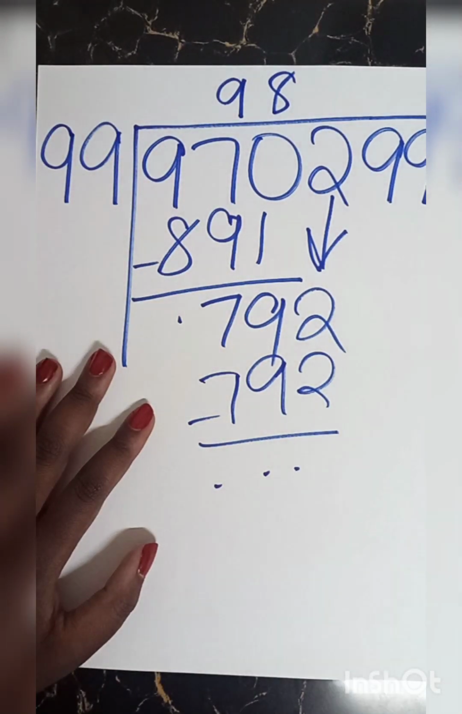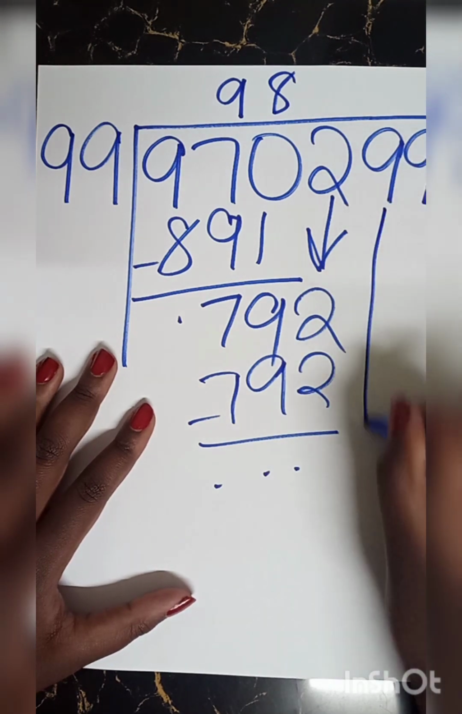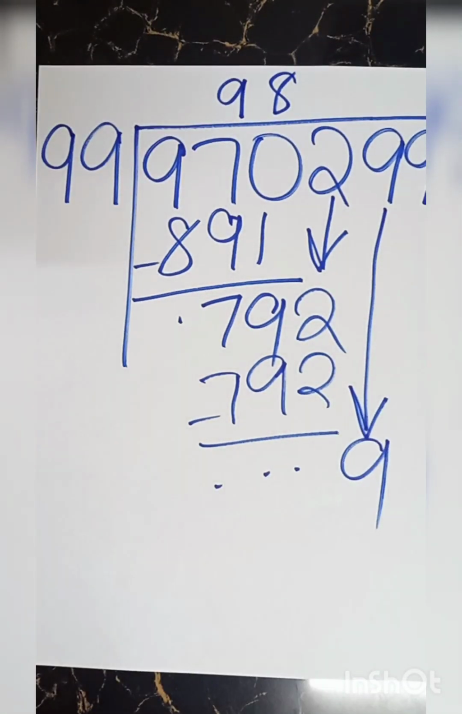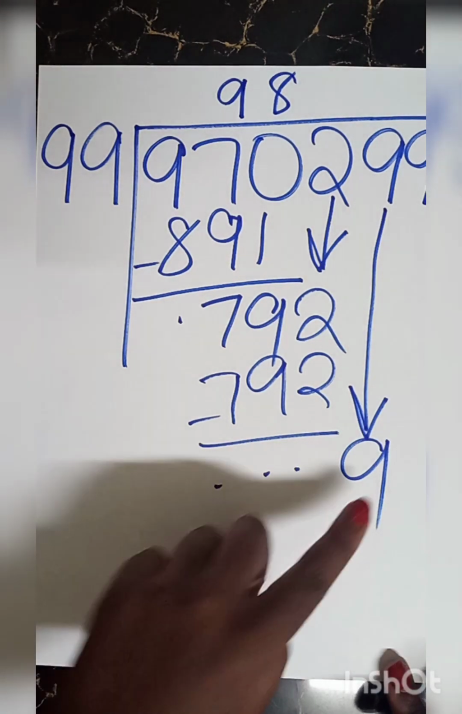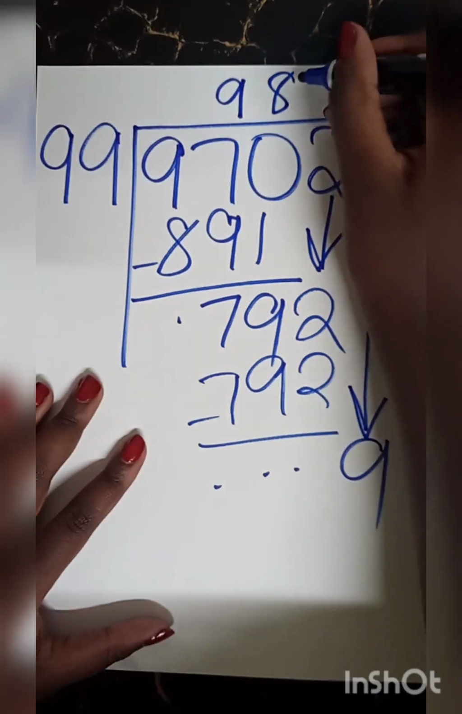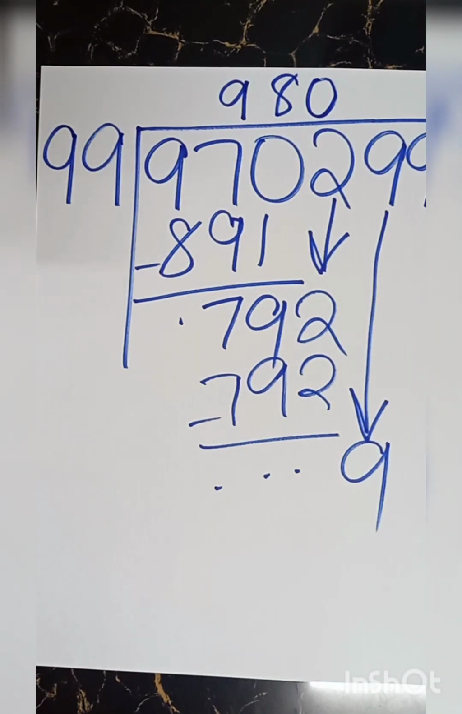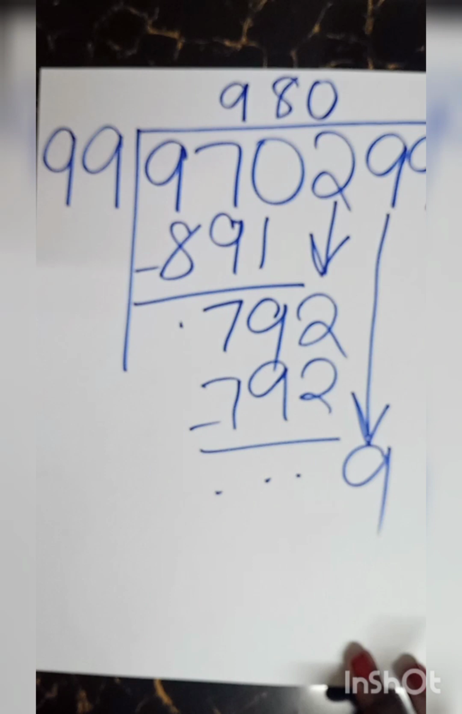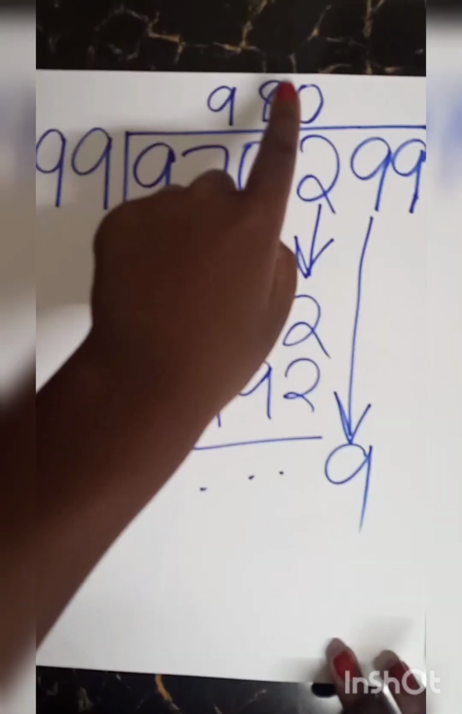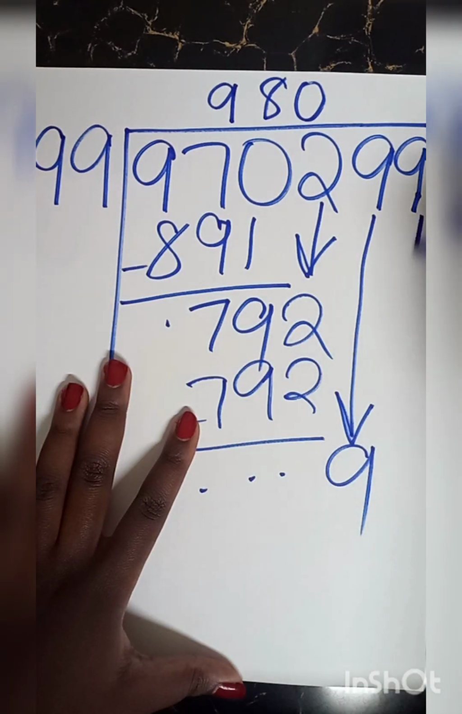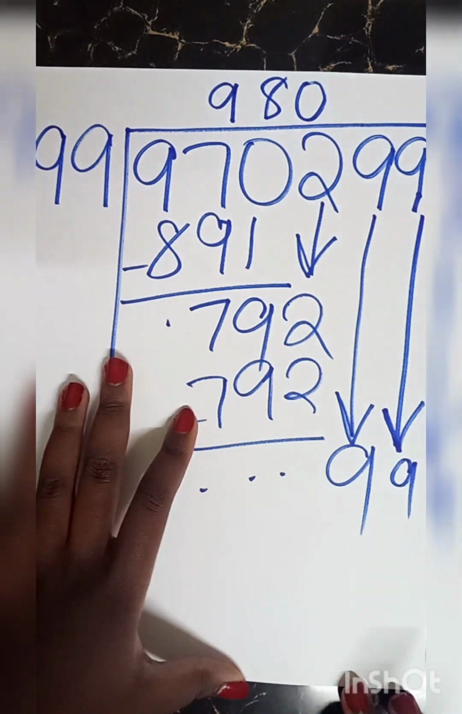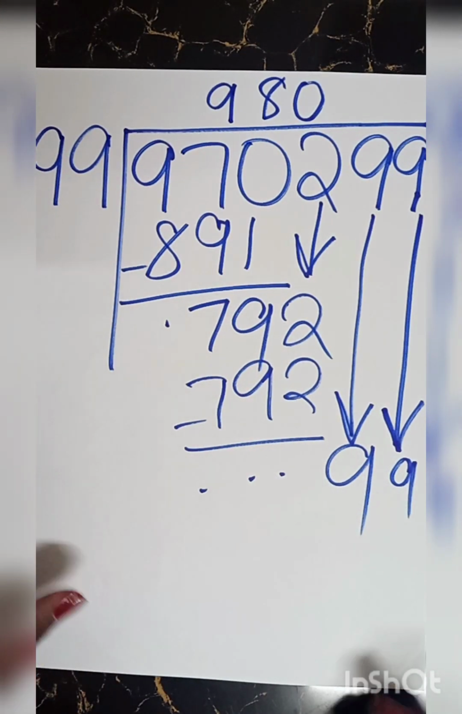Are you together? The next step will be to drop the 9. But because you cannot divide 9 by 99 here, we write a 0. So that 0 gives us the right to drop this other 9. Because we've written a 0 here, we can comfortably drop this other 9. And now we have 99.